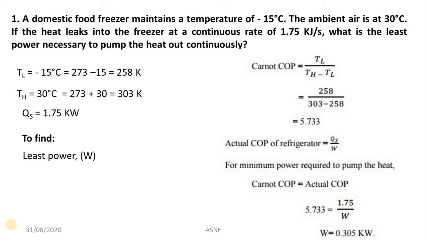If heat leaks into the freezer at a continuous rate, that is, the amount of heat supplied, QS, of 1.75, you can say it as Q2 as well. So we have to find the power necessary. What is the least power to pump the heat out continuously? So we have to calculate the least power, that is W. These are the important given quantities.